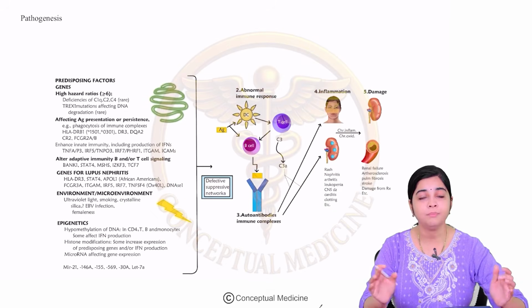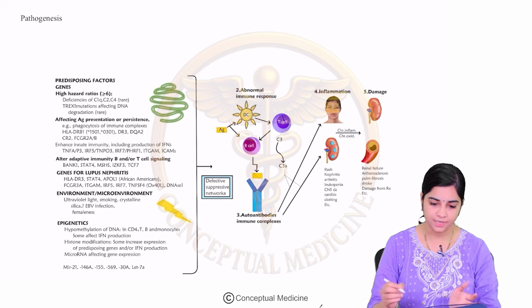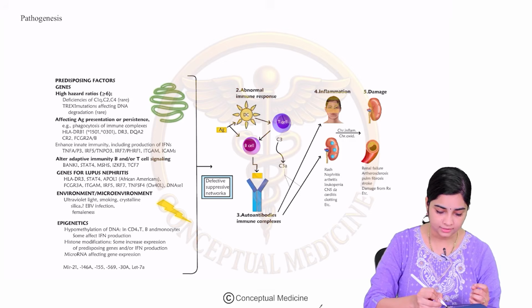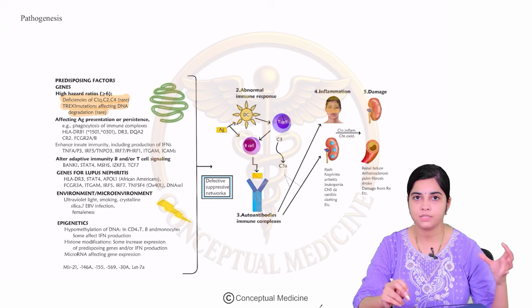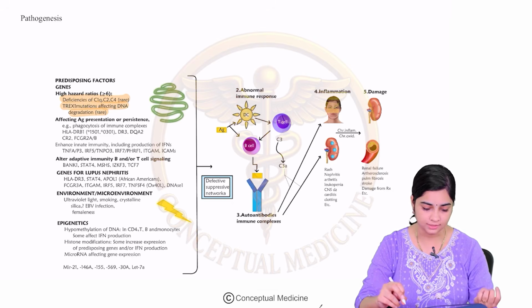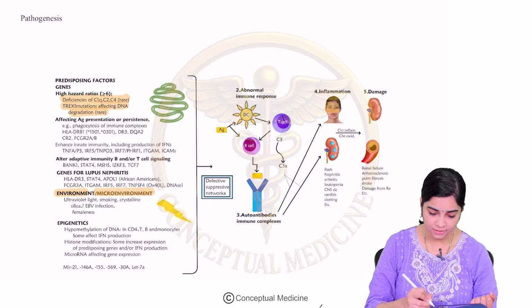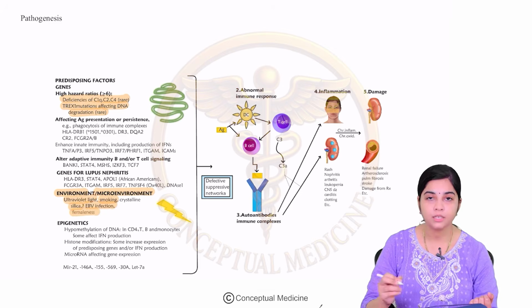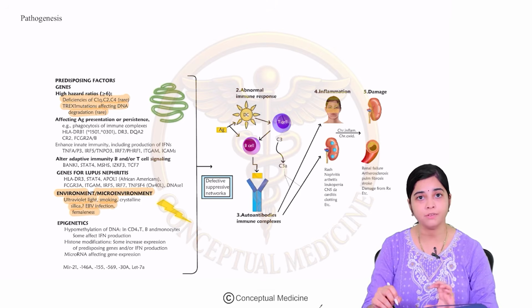So let us understand the pathogenesis of SLE. Just now we learnt about the predisposing factors, so let's recollect that. Early complement deficiencies and TREX gene mutations, which affect DNA degradation. These are your genetic factors. And the HLA genes are HLA-DR2 and HLA-DR3. Apart from this, there can be environmental factors including UV light, smoking, silicosis, EBV infection, and it's more common in females.